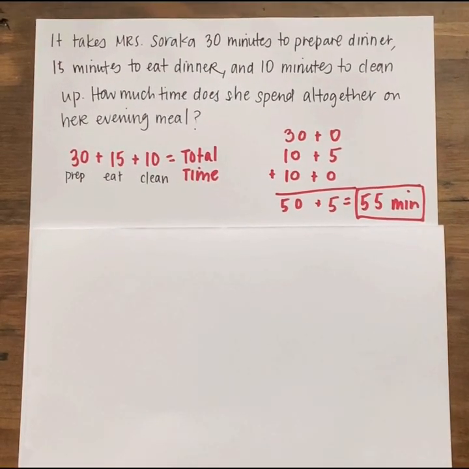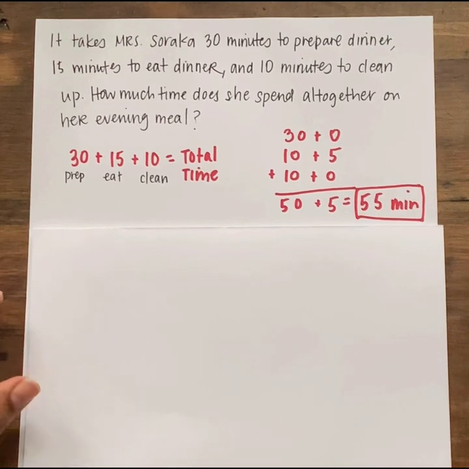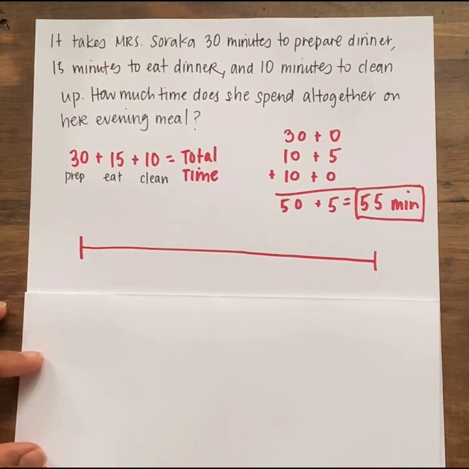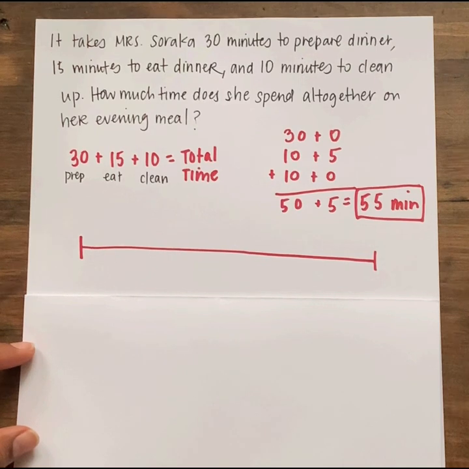Now I have a challenge for you. Think back to the work that we've done using a number line to add and subtract. If Mrs. Soraka started cooking at 8 o'clock, how could we figure out what time she would finish using a number line? Think carefully and share your answers out loud. If she started cooking at 8 o'clock, how can we figure out what time she finishes using a number line?